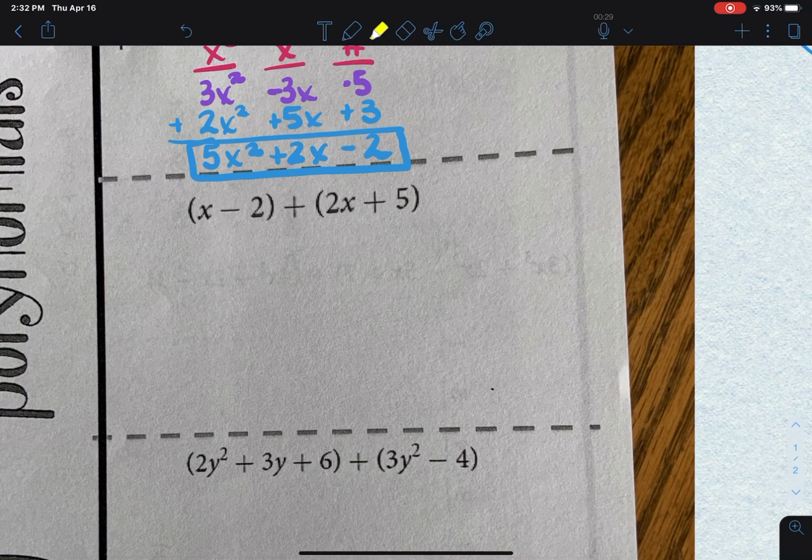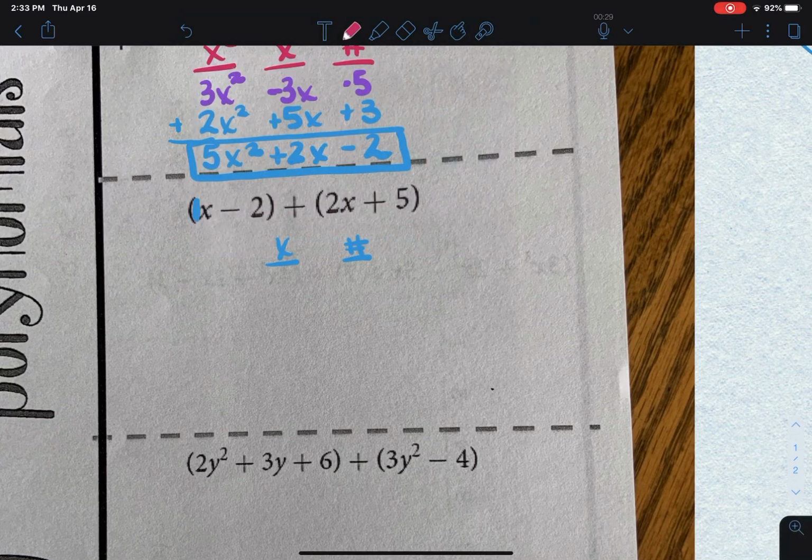Okay, now if we go to the next one, if I look at the values, I have x's and numbers. So in standard form, I do x and then my number. And then I'm going to start to sort. Before I do that, though, there is an x value that doesn't have a number in front. So I'm going to put a 1 there.